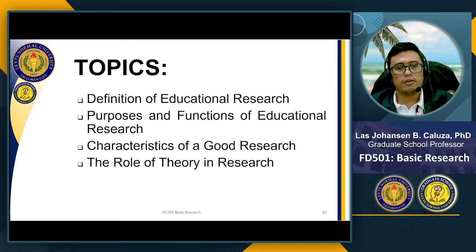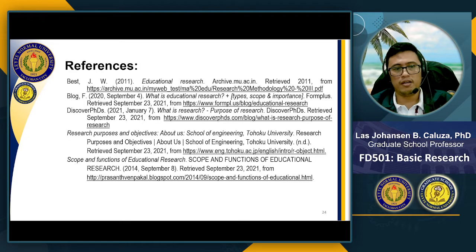Okay, so in this lesson, the topics that we talked about are the following: definition of educational research, purposes and functions of educational research, characteristics of a good research, and the role of theory in research. So these are the references.